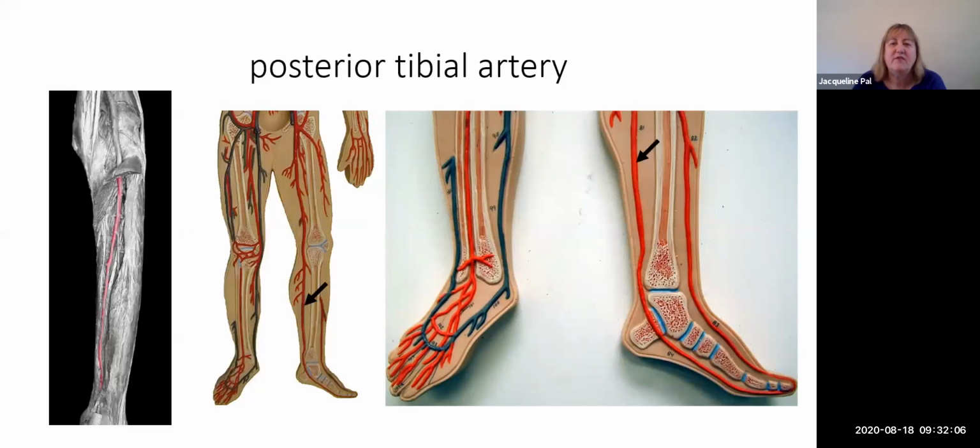The other branch off the popliteal artery is called the posterior tibial artery, and its pulse can be felt too. However, not here in the calf where it's got all the muscles. To feel it, go right behind the medial malleolus, just inferior and posterior to the medial malleolus. You should be able to feel this pulse as well. So those are the two pulses which are really important for distal circulation in the lower extremity.